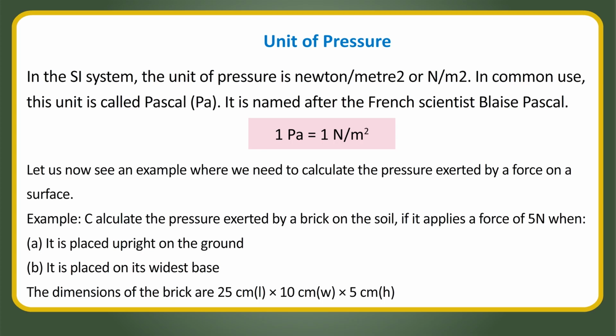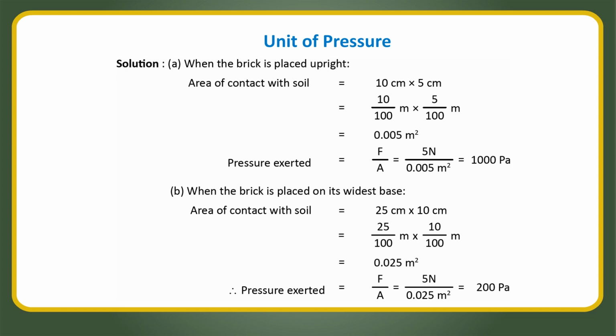Example: calculate the pressure exerted by a brick on the soil, if it applies a force of 5 N when A. It is placed upright on the ground. B. It is placed on its widest base. The dimensions of the brick are 25 cm L times 10 cm W times 5 cm H.